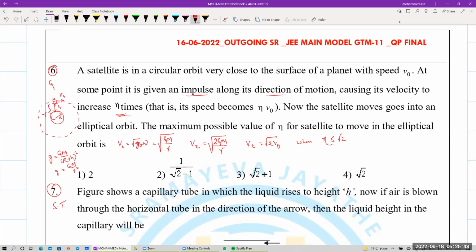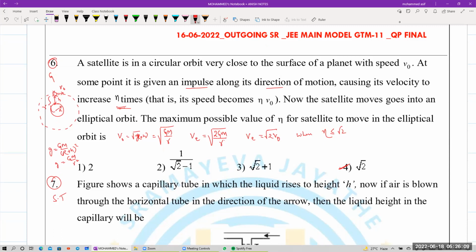Option D. Option? This root 2 plus 1 is too large. It should be equal to or lesser than, right? So take the fourth option. Okay? Next question.